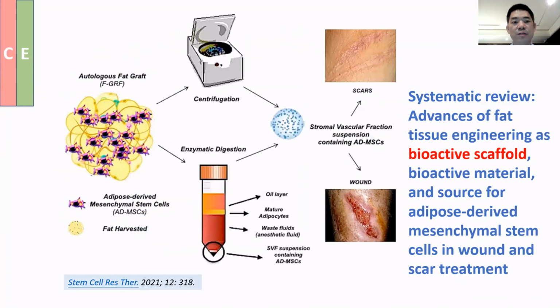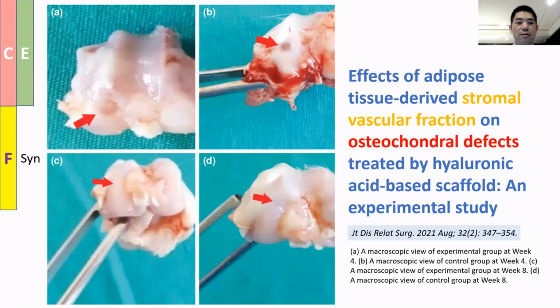And another example is very commonly used currently, that is SVF, stromal vascular fraction. And this study shows that the SVF provides a bioactive scaffold, but again, by definition, this will not be called an independent injectable scaffold, but a combined mixture of cells and its own homologous extracellular matrix.